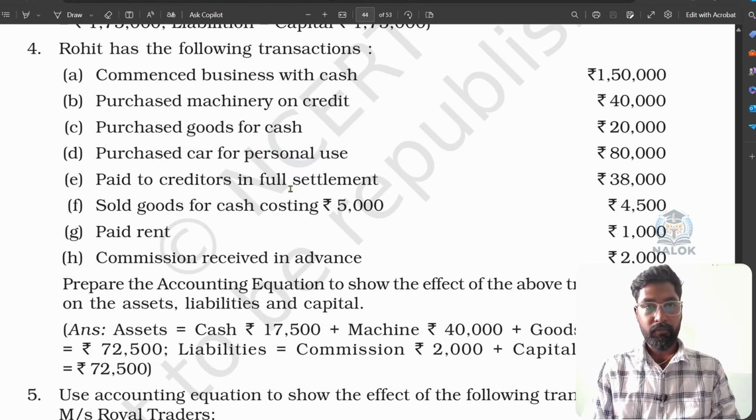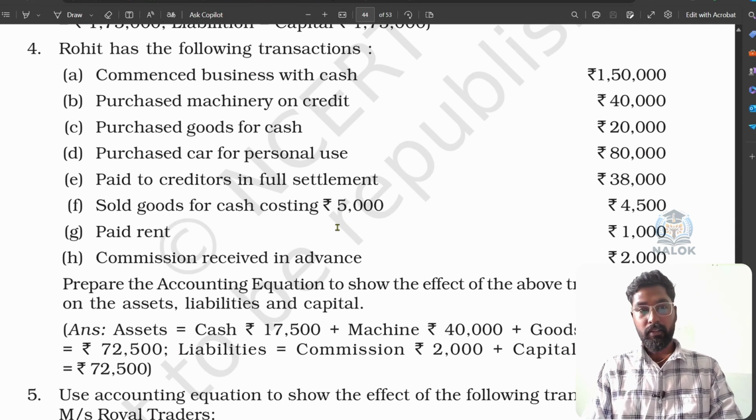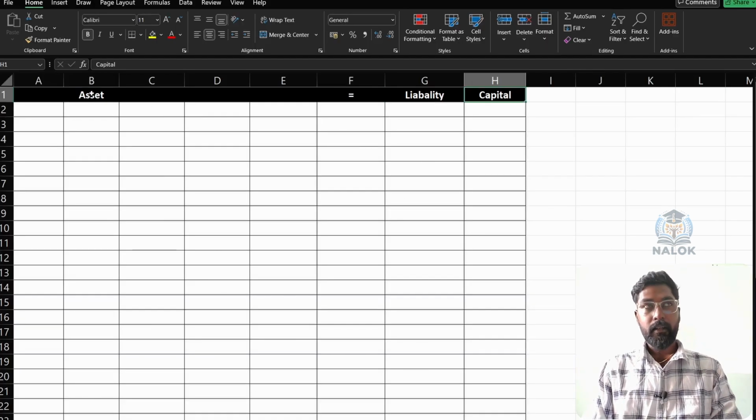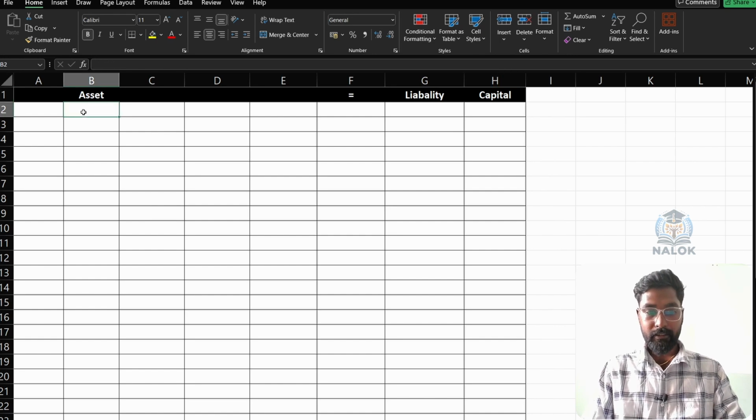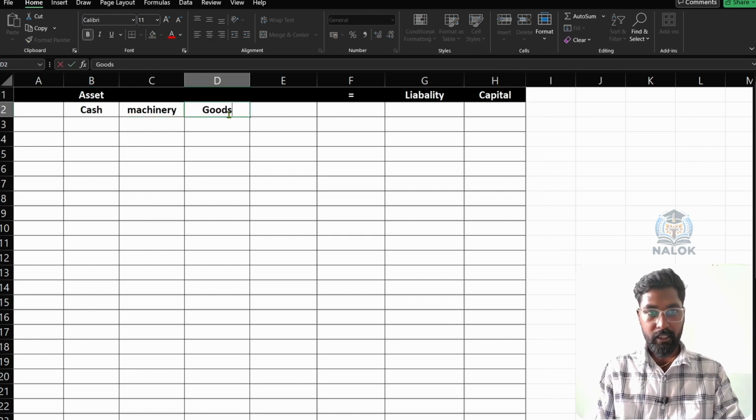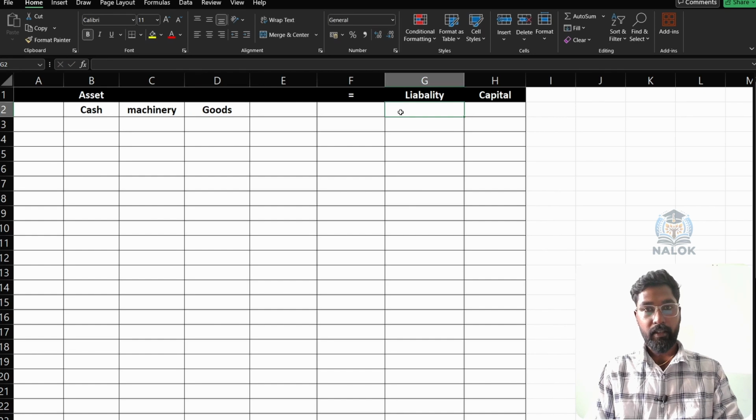Paid to creditor in full settlement. So this will be reducing our liability. Sold goods for cash costing 50,000. Paid rent, commission received in advance. Right, so now let's start analyzing these transactions based on the accounting equation. As we already mentioned, the accounting equation formula is asset equals liability plus capital. On the asset side, we have cash, machinery, and goods, and we have the creditor, and the capital.